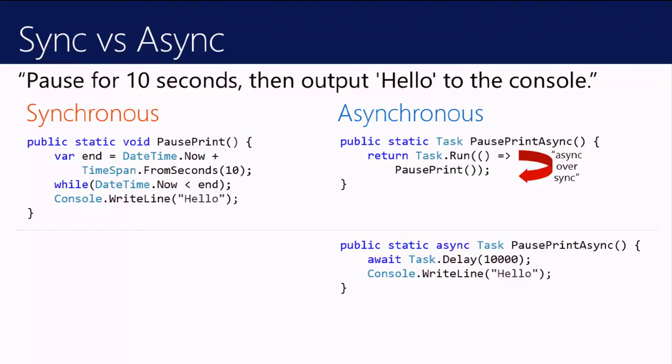So we actually have Task.Delay, which gives you a task that waits 10 seconds. So we've already done that kind of work for you, right? And you could just await that, and that's the same thing. So you might write code like this.